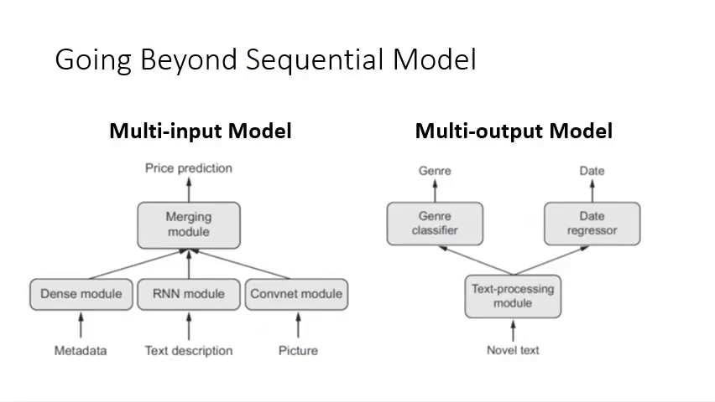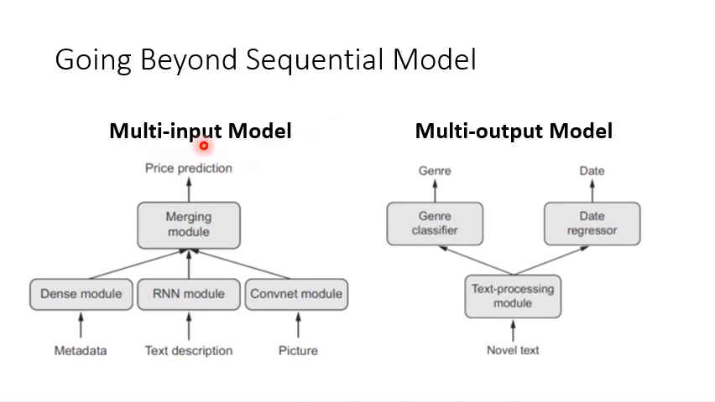First of all, we want to use the Keras API to go beyond the sequential model. So far, we have been building sequential models, which means we don't have branches in our neural networks. Here are two examples of a model with branches.